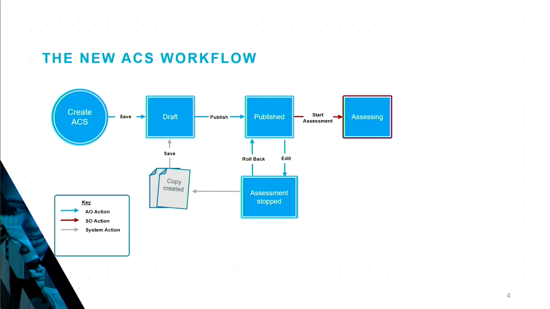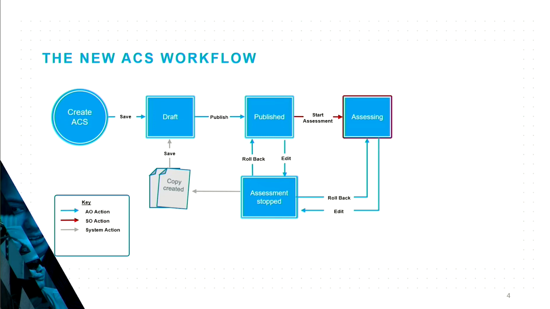Again, if the AO needs to edit ACS information, then the same process applies with moving the current version into assessment stopped, and then creating a copy and moving it through into a draft state again to be republished.